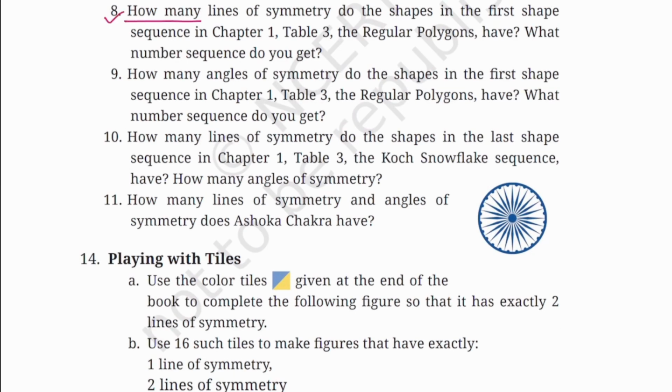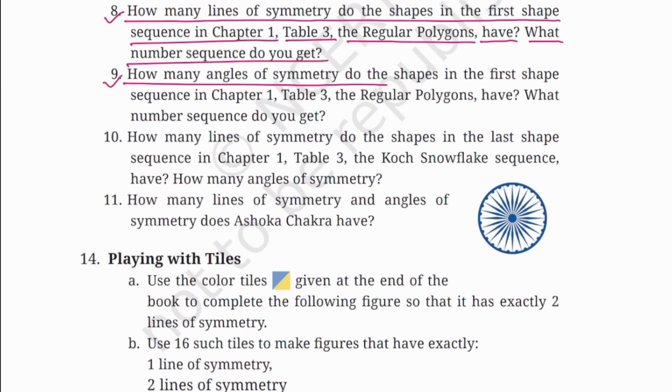Eight. How many lines of symmetry do the shapes in the first shape sequence in Chapter 1, Table 3, the regular polygons have? What number sequence do you get? 9. How many angles of symmetry do the shapes in the first shape sequence in Chapter 1, Table 3, the regular polygons have? What number sequence do you get?